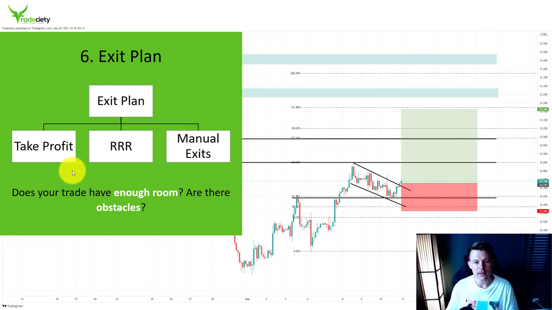So in an exit plan, you want to take a look at your take profit. Where are you in? Where are you out? What is the reward to risk ratio? Where do you manually exit a trade? Maybe scale in and out. And you also want to ask yourself, does the trade have enough room? Do I actually have enough profit potential here? And are there any obstacles? So let's take a look.